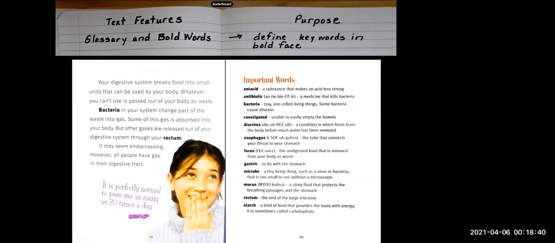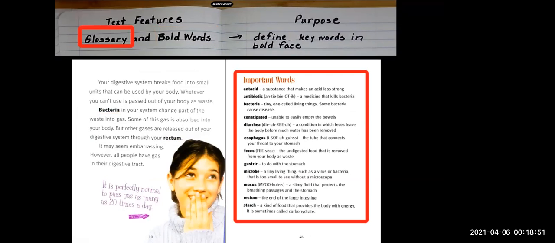You also might have jotted down the purpose for each text feature separately. Bold words signal to the reader that these are key words, important words. The glossary arranges the keywords or important words in alphabetical order, and each word has a definition to support you as a reader so you can understand what each word or important word means.